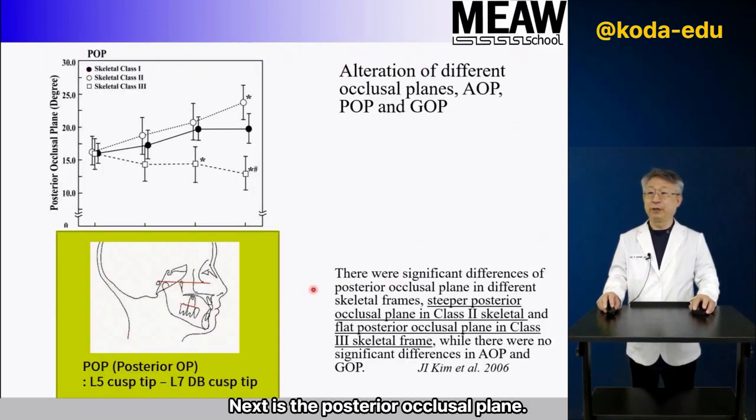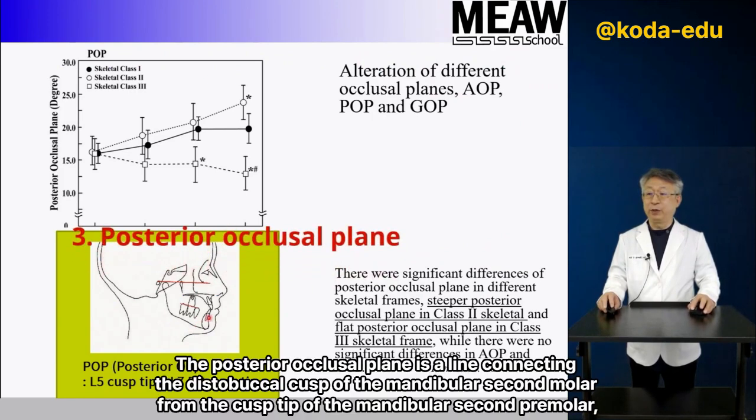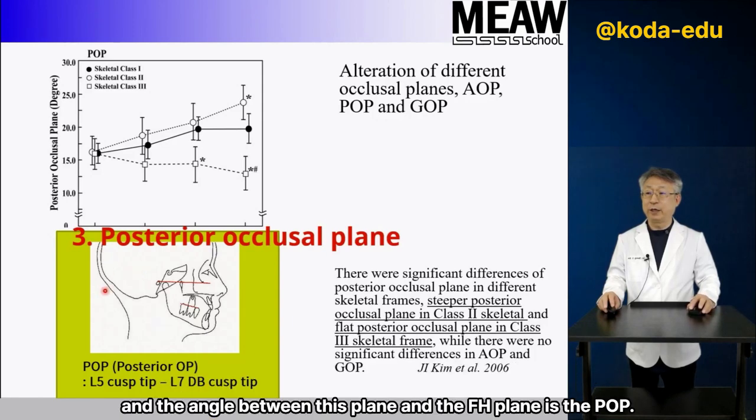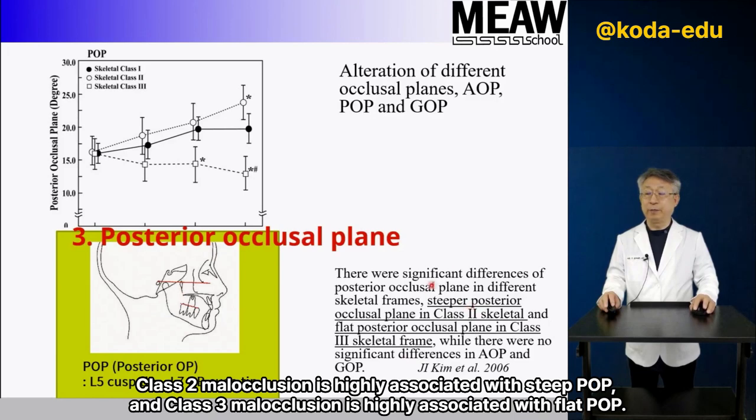Next is the posterior occlusal plane. The posterior occlusal plane is a line connecting the distobuccal cusp of the mandibular second molar from the cusp tip of the mandibular second premolar, and the angle between this plane and the FH plane is the POP. Class 2 malocclusion is highly associated with steep POP, and class 3 malocclusion is highly associated with flat POP.